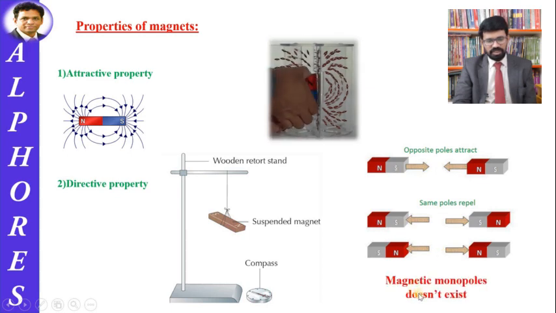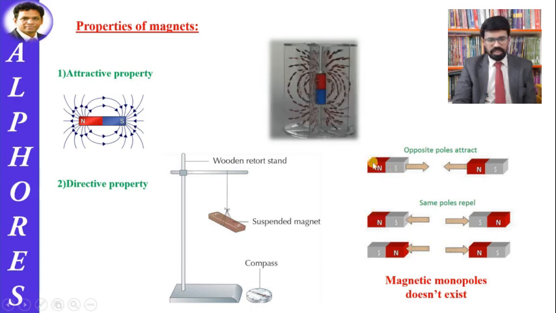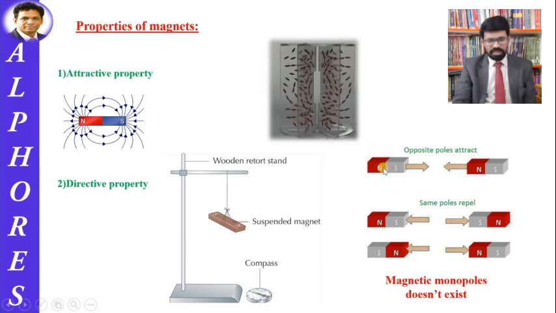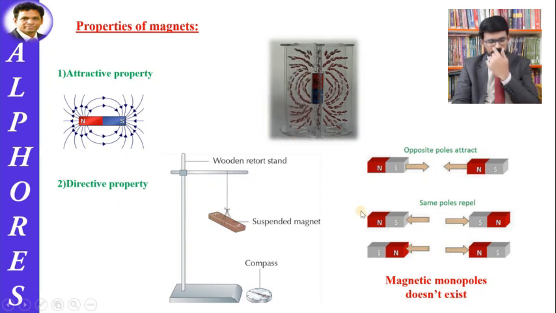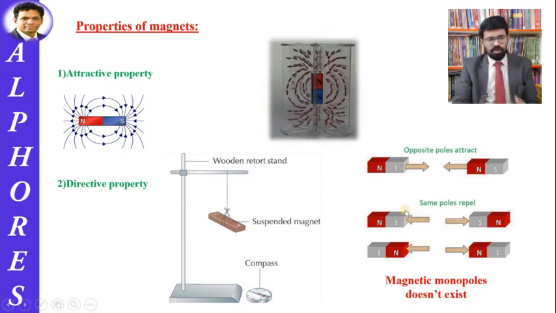And one more property is, magnetic monopoles do not exist. A single north pole or a single south pole does not exist. You may think, sir, here one bar magnet is present, I will cut it up to here, then this will be the North Pole, this will be the South Pole. No guys, that is not possible. Once you cut it here, whatever piece you have, again possesses two poles, North and South. Okay, so you cannot create a magnetic monopole.